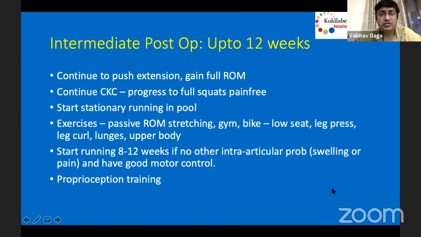Okay, intermediate post-op up to 12 weeks. Continue to push extension, gain full range of motion. Continue the closed chain kinematic exercises. Progress to full squats pain-free. Start stationary running in pool.